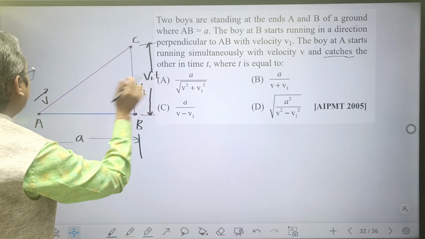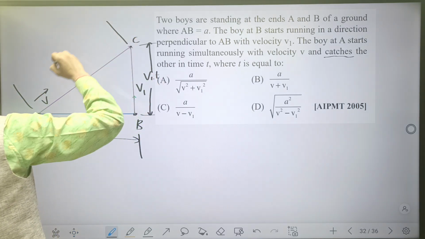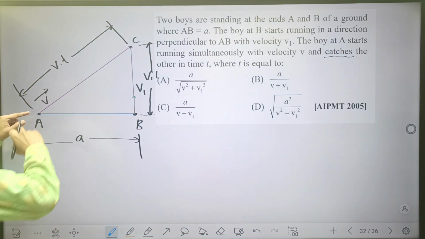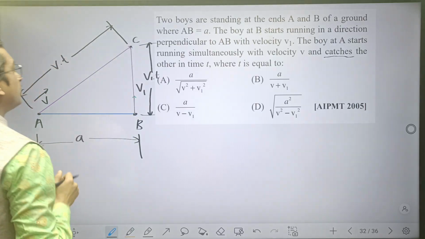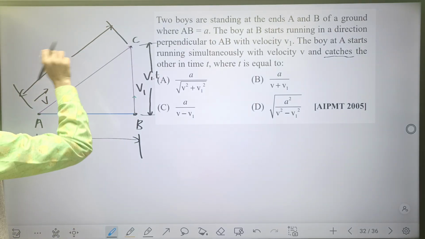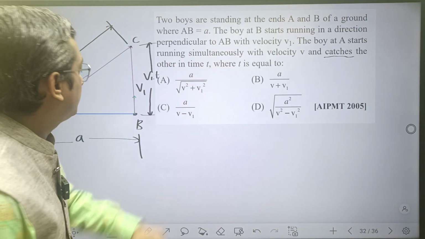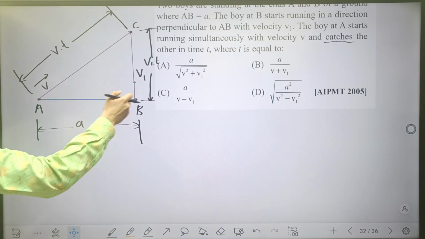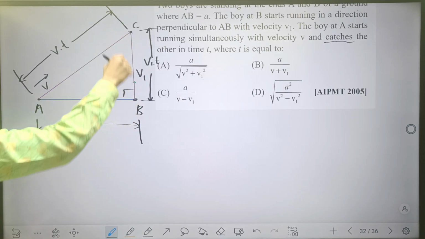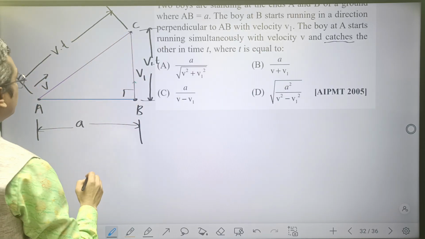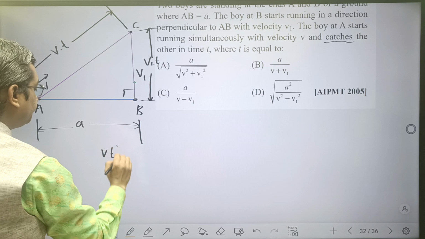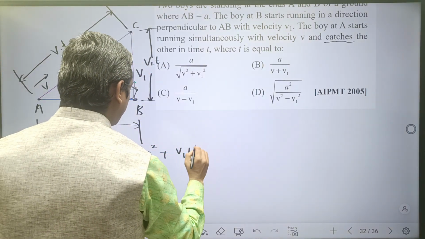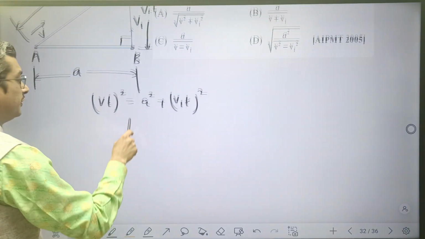So the distance is given by v1 into t, and this distance is given by v into t, because he starts running and after time t he catches the other boy. So the distance is just given by speed multiplied by time. We need to find the value of t. Dear friends, this becomes a right angle triangle because it is given this is perpendicular. So apply the Pythagoras theorem. So this will be (vt) square is equal to a square plus (v1 t) square.